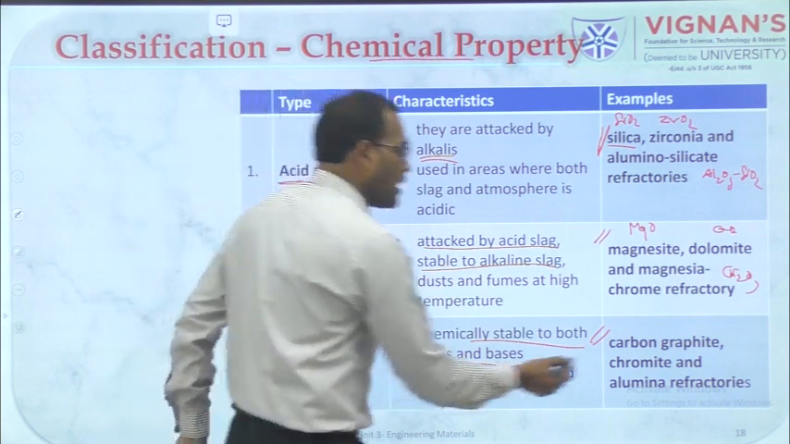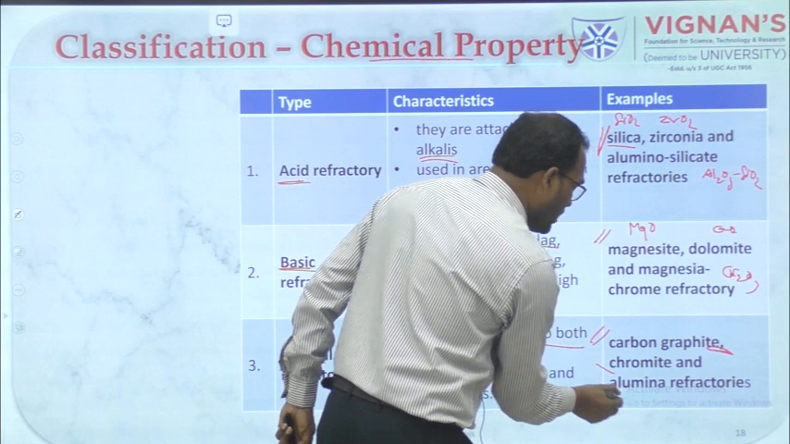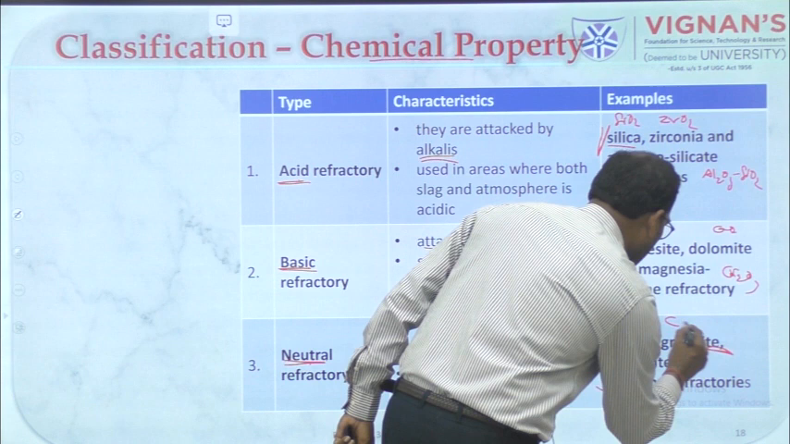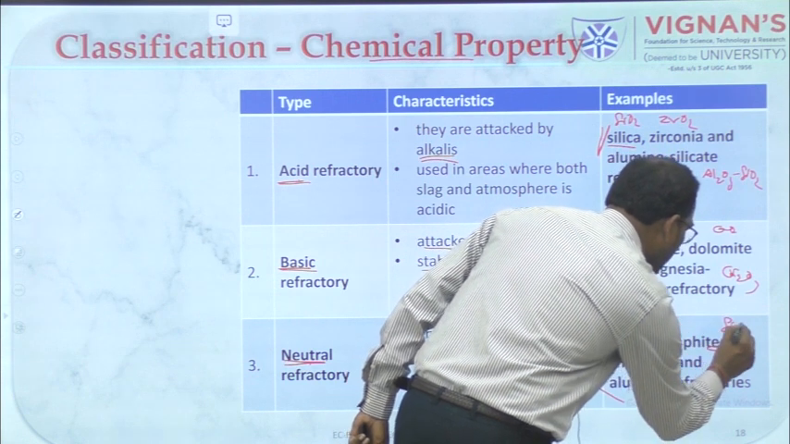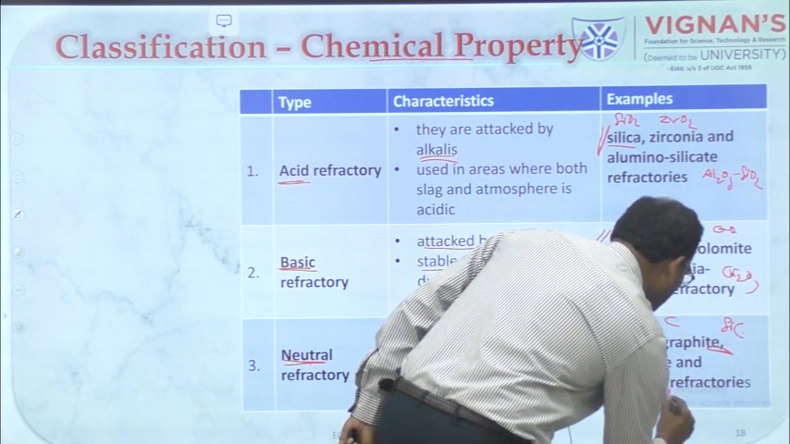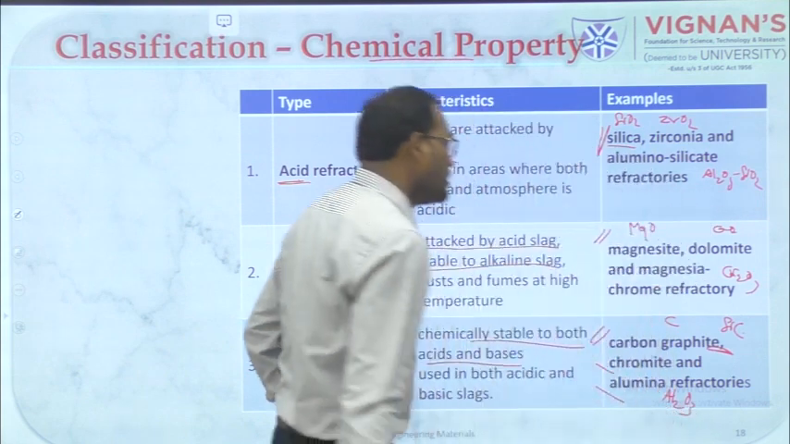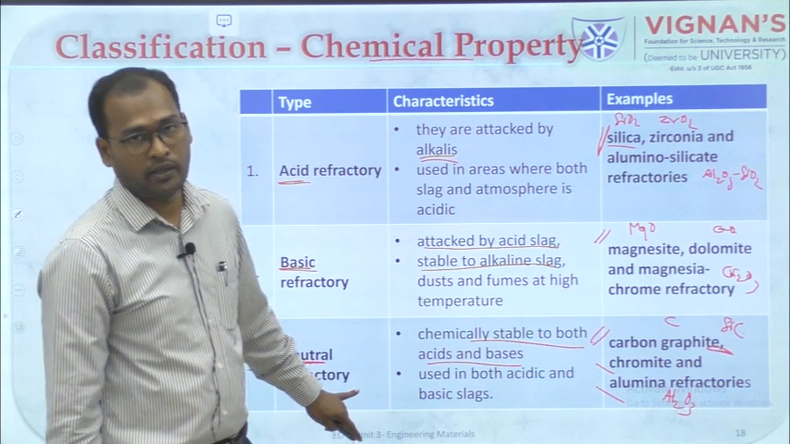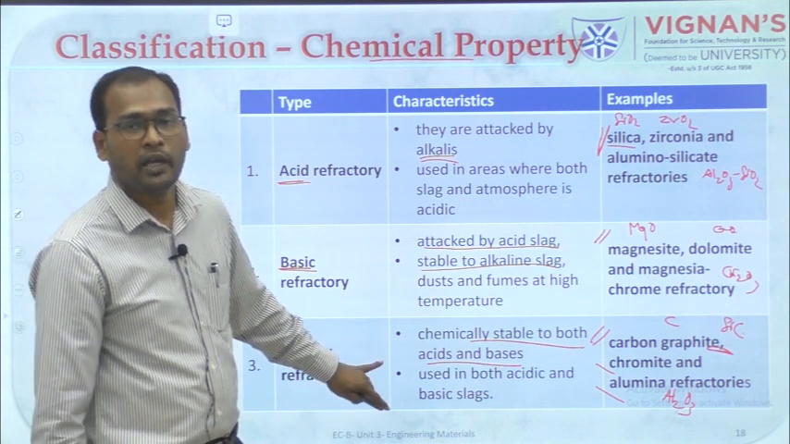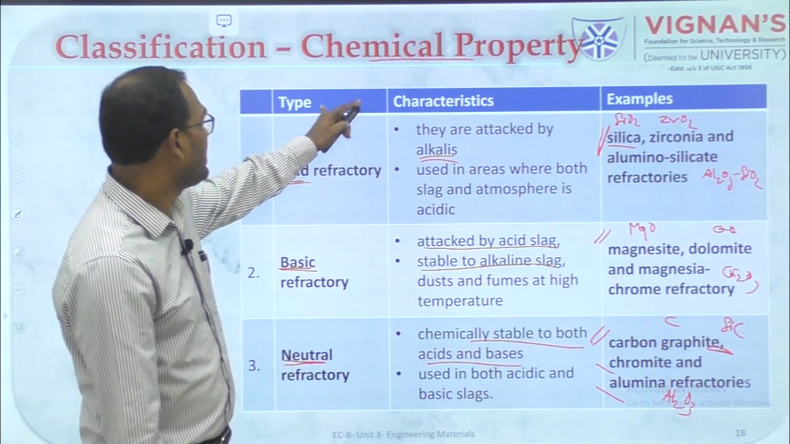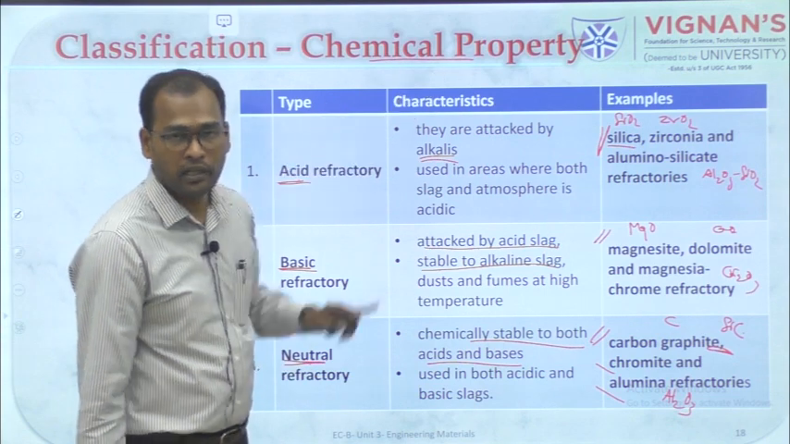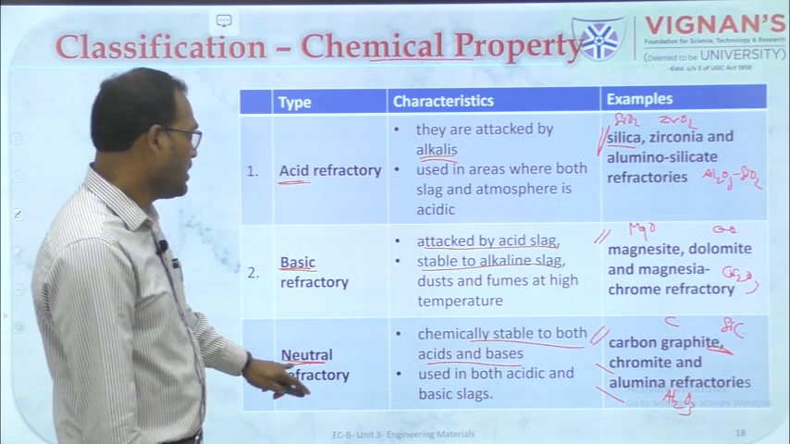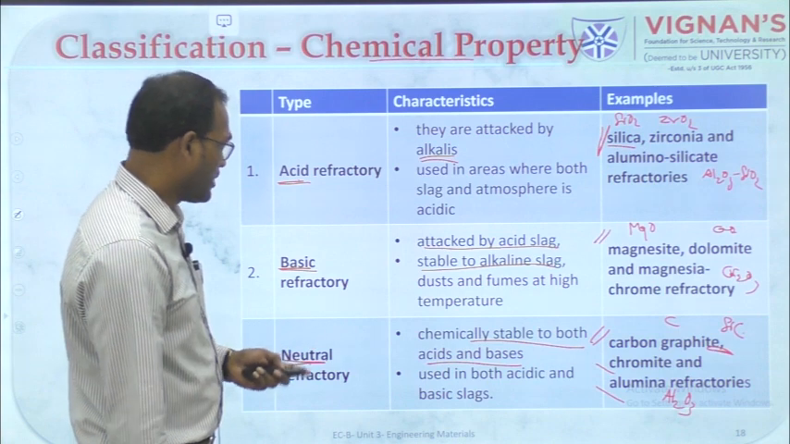And neutral: carbon graphite, chromite, and alumina refractories, Al2O3. So this will be carbon graphite, and silicon carbide is also one form, and alumina will be Al2O3, right. So these are some of the refractories which act as neutral refractory, right. The first classification was based on the composition. The second classification we see is based on the chemical properties under these three types: acidic refractory, basic refractory, and the last one neutral refractory, right.